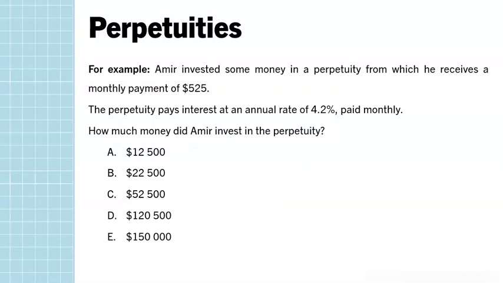Our next example, another multiple choice question. We have Amir invested some money in a perpetuity from which he receives a monthly payment of $525. The perpetuity pays at an annual interest rate of 4.2% paid monthly. How much money did Amir invest in the perpetuity? So what was his initial value, his V0? And so here, when you're asked to find V0, we need to utilize the formula. So our payment amount will be given as V0 times our rate over the number of compounding periods over 100.